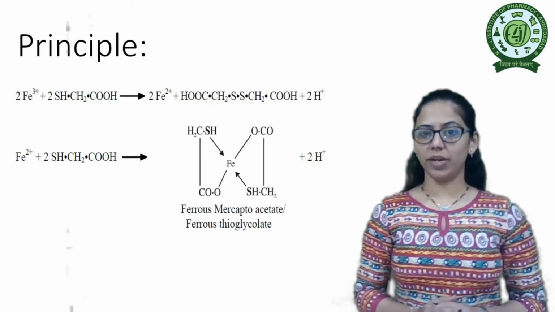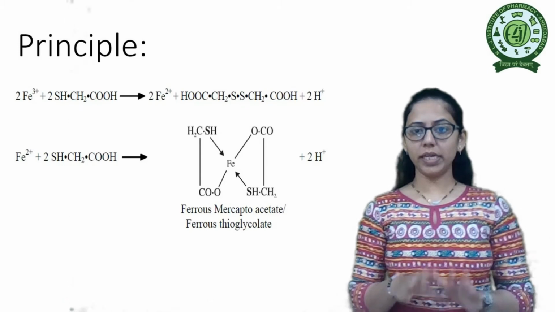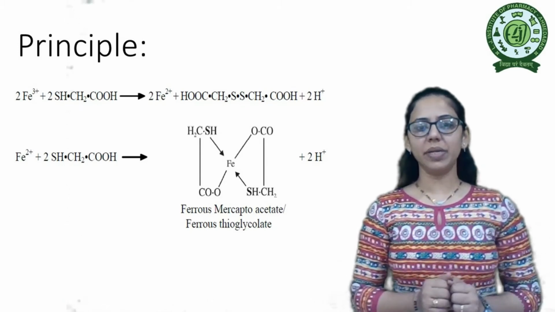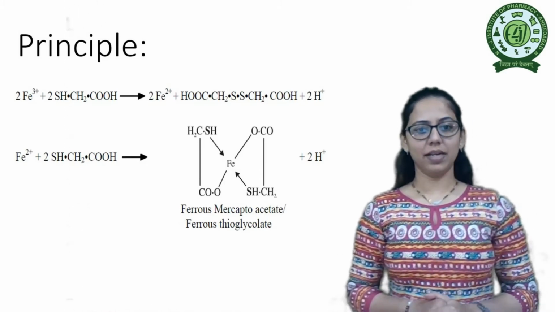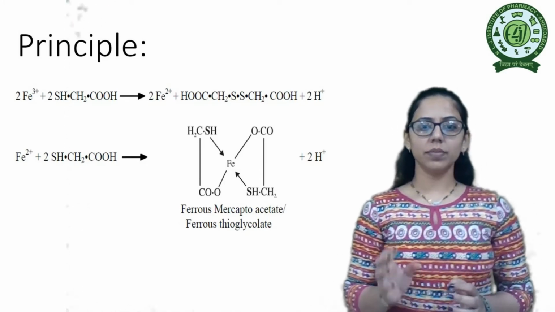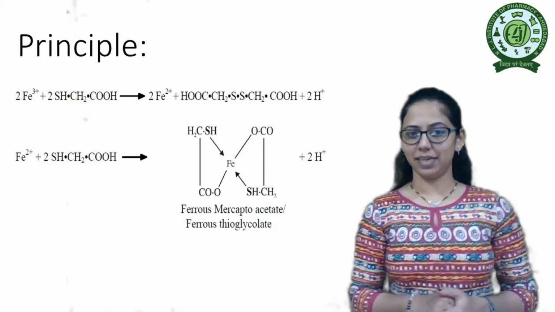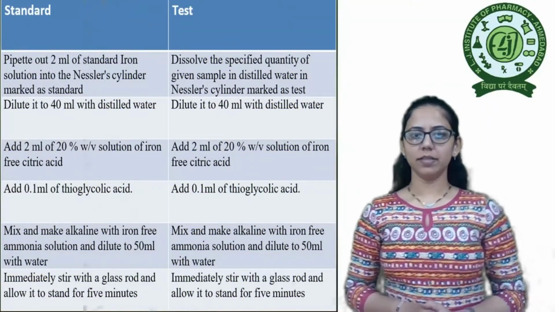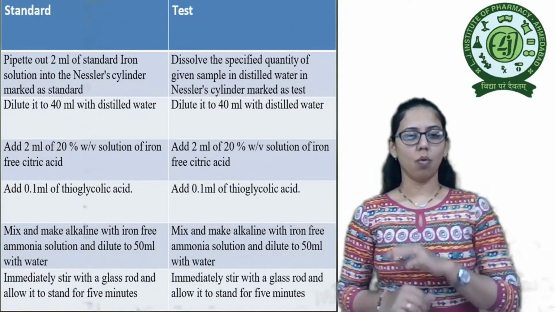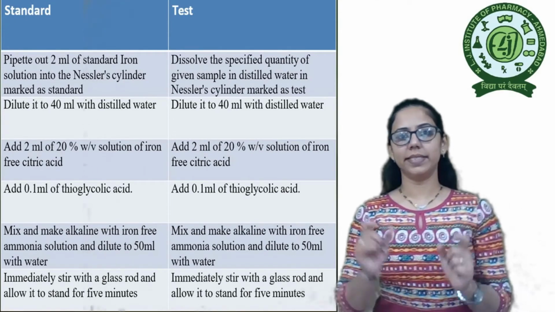Ferrous thioglycolate complex is colorless in acidic or neutral solution. Only in the presence of an alkaline medium will it produce a pale pink color. And citric acid forms an ammonium citrate buffer when ammonia is added to make it alkaline, which in turn stabilizes the complex form. How can we perform this practical? Just take 2 Nessler cylinders, wash them thoroughly with distilled water, dry them and label them test and standard.